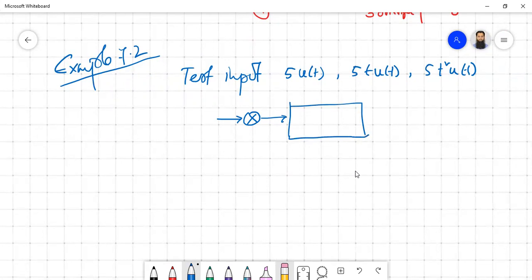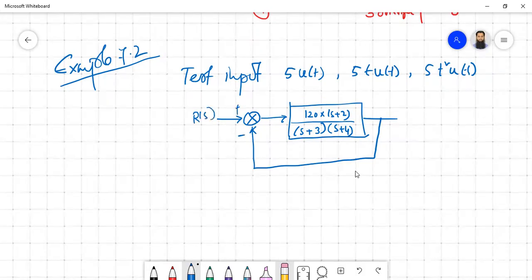120 into (s plus 2) divided by (s plus 3)(s plus 4). Okay, so this is the scenario. This is our R of S reference. This is our C of S. Now for this different test input, we have to find out the steady state error for this system.